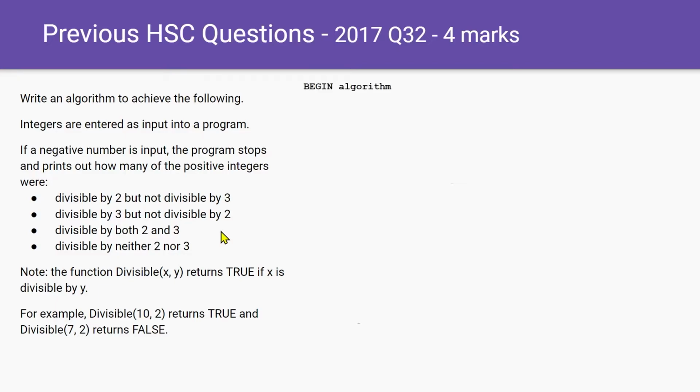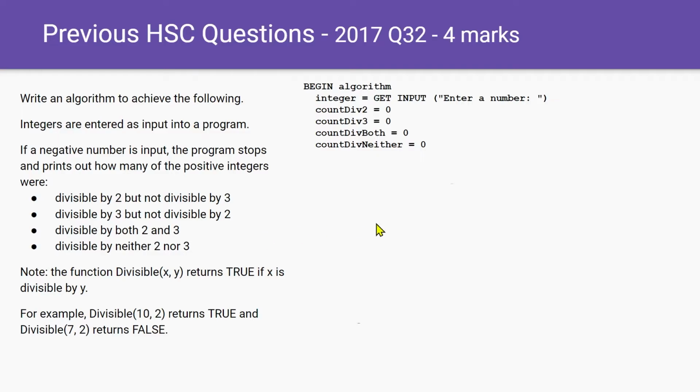So we're going to start off by beginning our algorithm, and I'm just going to name it algorithm. I want to enter in, get that user input of those integers. And then I want to set those variables. So I've got count div 2, count div 3, count div both, and count div neither. So it's clear that those are the 4 points that I'm showing.